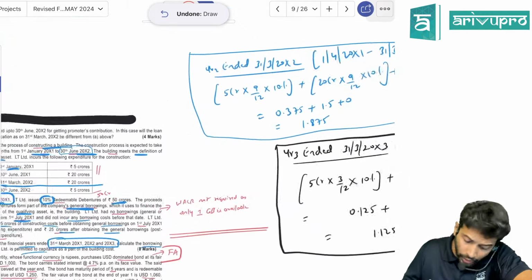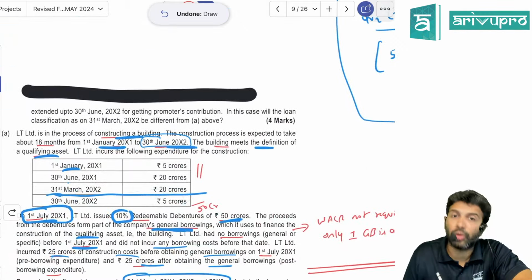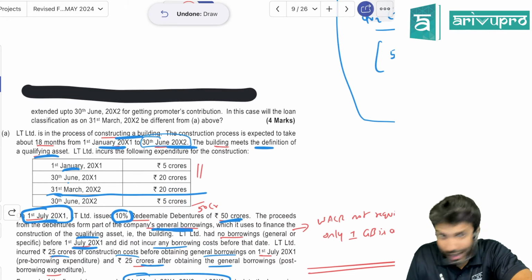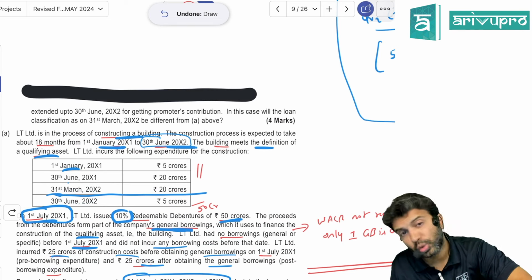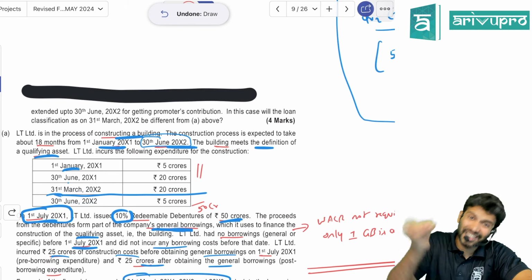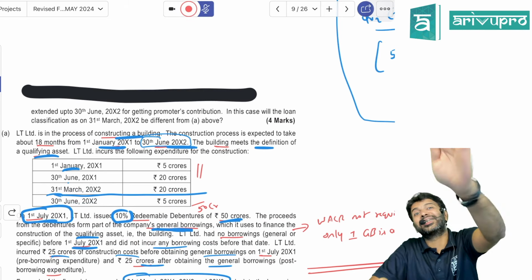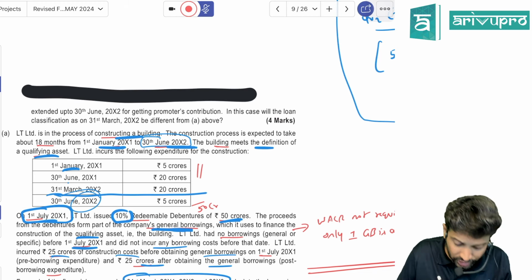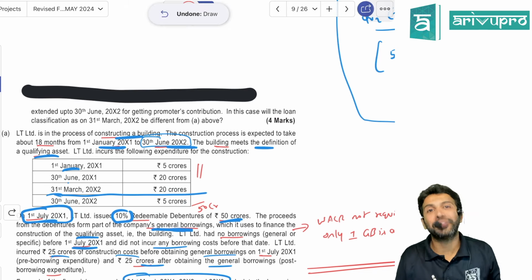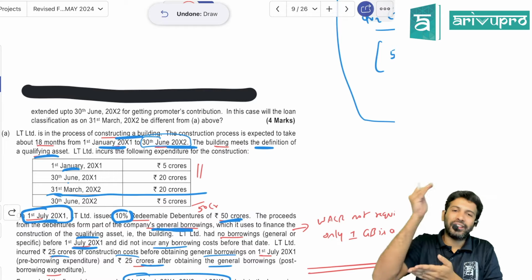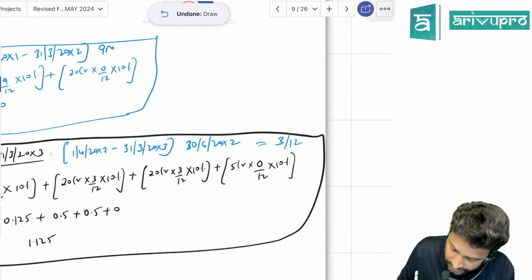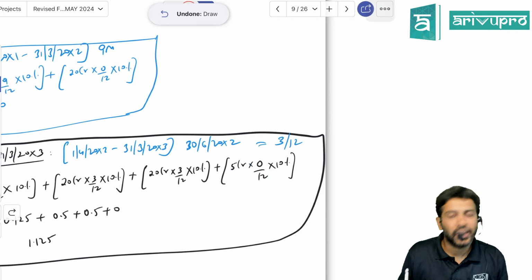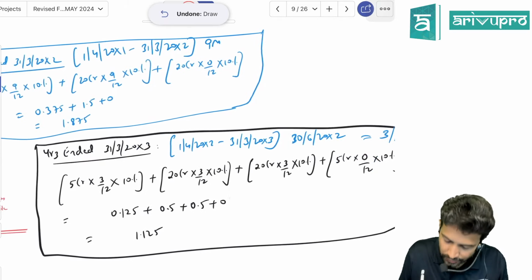Now, this particular 5 crore, can you capitalize? No. Why, sir? This particular expenditure of 5 crore you have incurred on 30th June 20x2, and the qualifying asset is ready by 30th June. The cutoff period is 30th June. On 30th June 20x2 only you have incurred this expenditure. That means will you assign 3 by 12 here? No. On the day the qualifying asset became ready, on that day you incurred this 5 crore. So hence the weightage for this will be 0 by 12, into 10%. Anything multiplied by 0 obviously will give you 0.